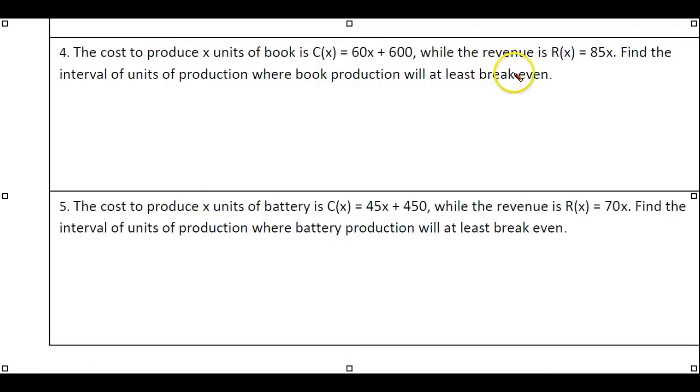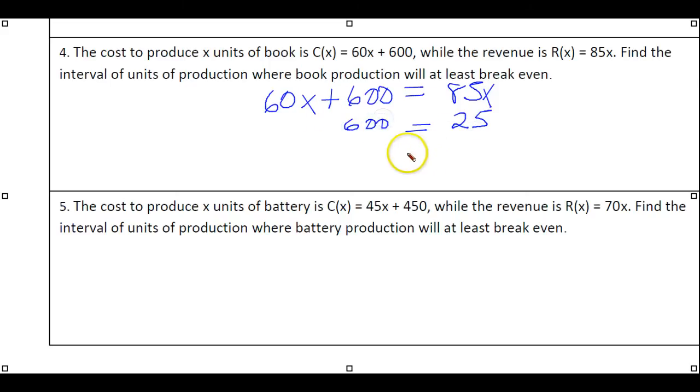Well, let's see if you've gotten the rhythm here. What would you do? 60x plus 600 equals 85x. Again, subtract 60x from both sides. That's going to give you 25x and 600. Divide both sides by 25, and you get 24. So to break even, you must sell this many books, 24.